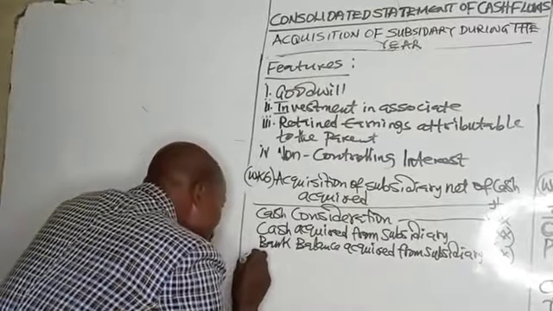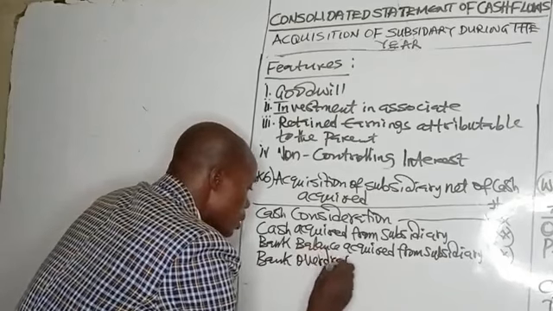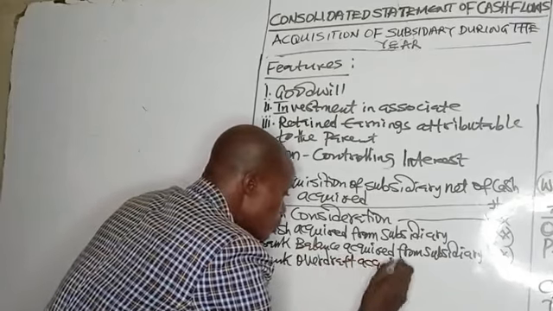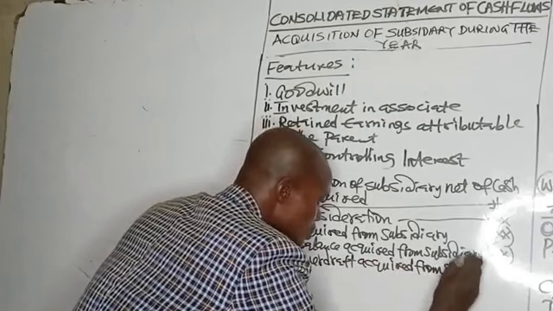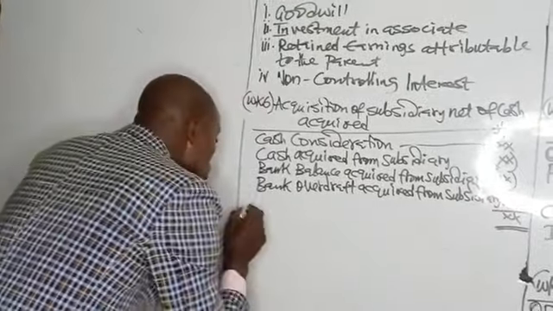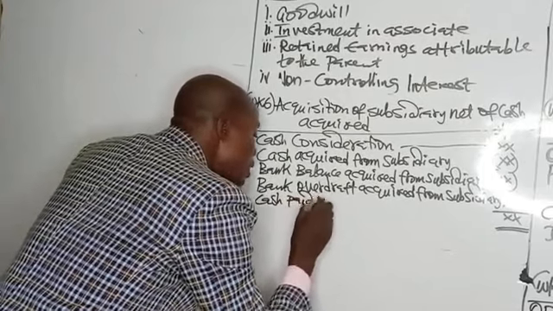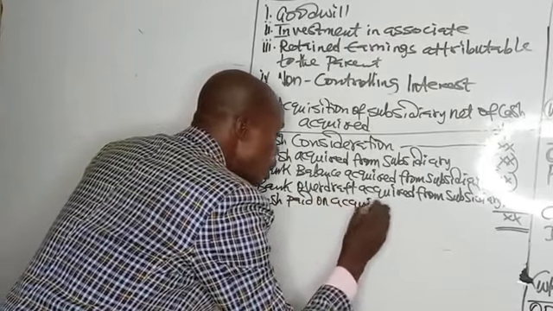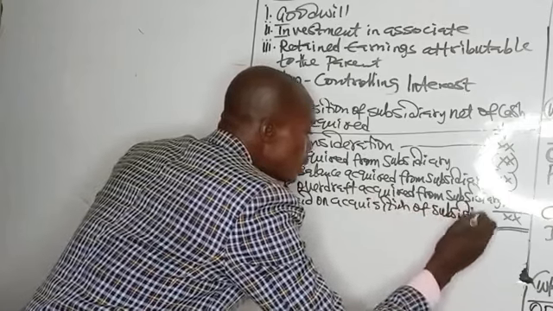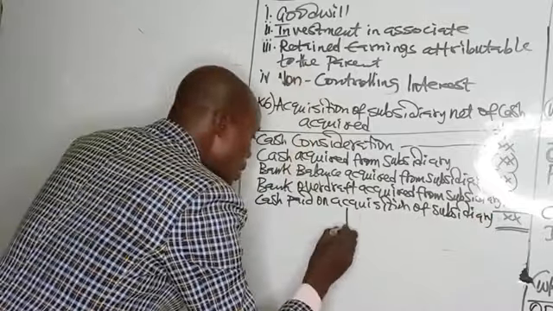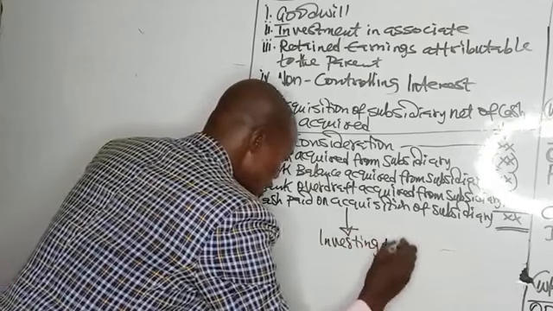Then bank overdraft. Bank overdraft acquired from subsidiary. You have cash paid on acquisition of the subsidiary. This is the net amount. This will be reported under investing activities.